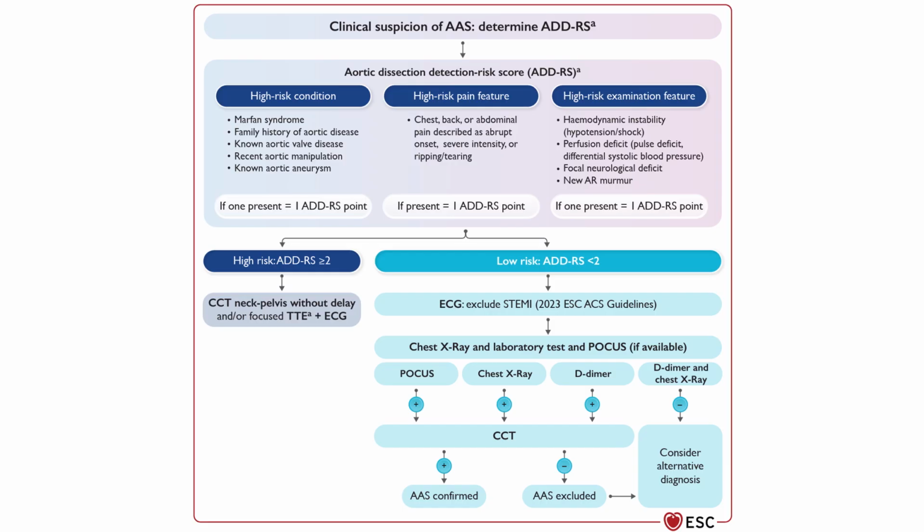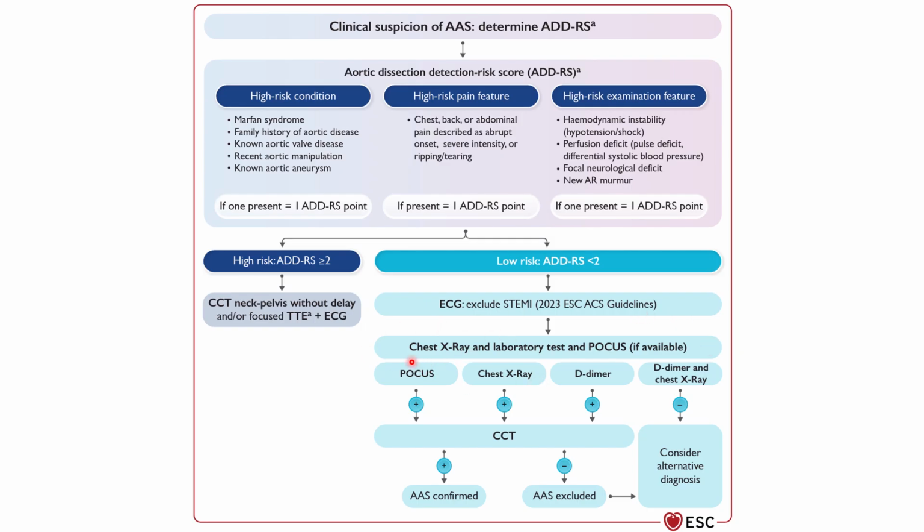So here's the guidelines. Here's the ESC guideline from 2024. If you have a clinical suspicion of AAS, then you have to determine the ADRS score, and this is the ADRS score here. And if you have a score that is below, like 1 or 0, then you will do an ECG, exclude STEMI. If they have a STEMI, I guess you'll go to PCI. They don't specify it here, but probably that's what they mean. Then you might do a chest X-ray and laboratory tests and POCUS if available, but you don't have to. That's how I interpret this. You don't have to do these things.